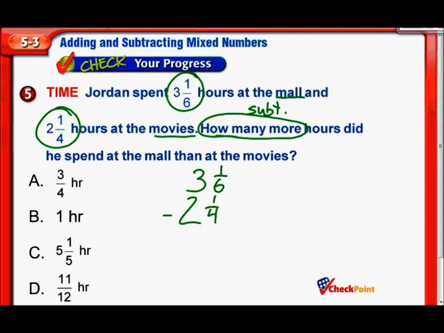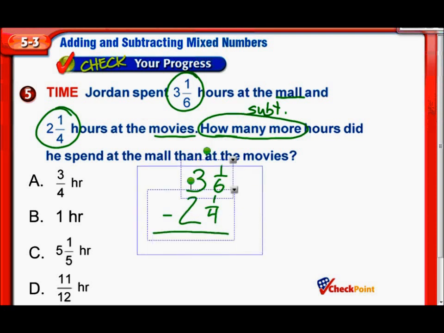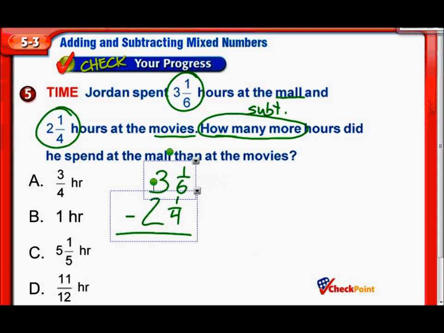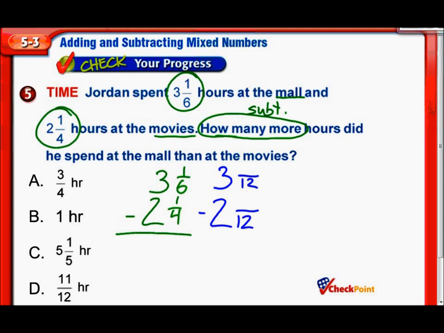Let's see how much work we're in for on this problem. I'm going to scoot it over just in case we have a lot of work to do. Well, first, let's get that common denominator. Let's see, 6 and 4. What's the LCD for 6 and 4? Did you figure it out? It's 12. So we need to make these both into twelfths. So 3 and so many twelfths minus 2 and so many twelfths. We'll figure out what that is in a moment.